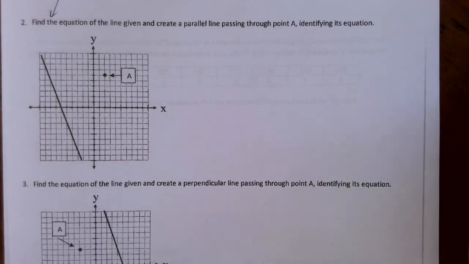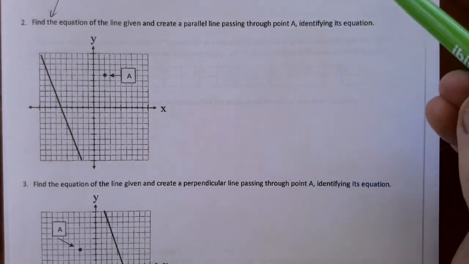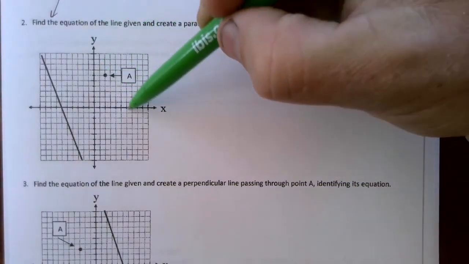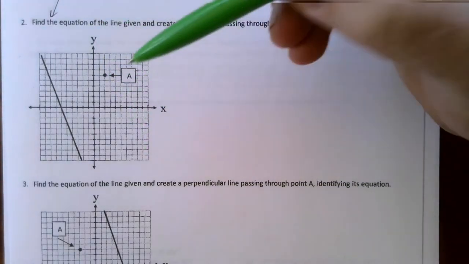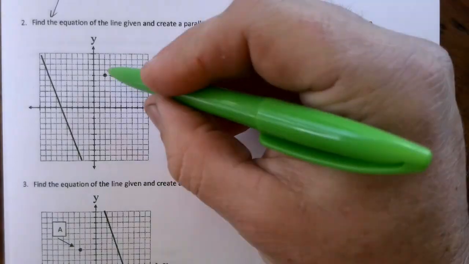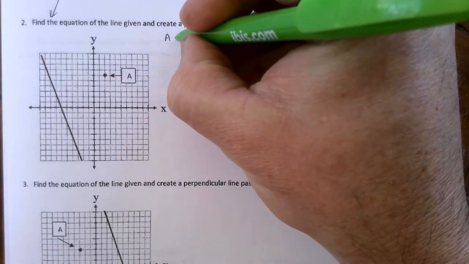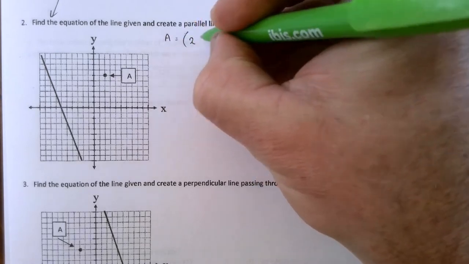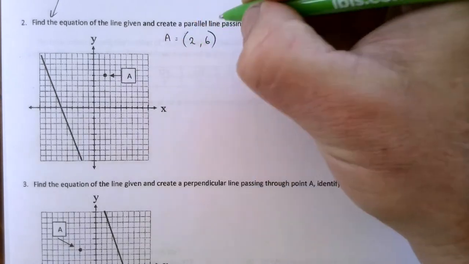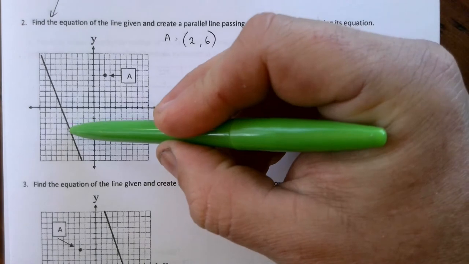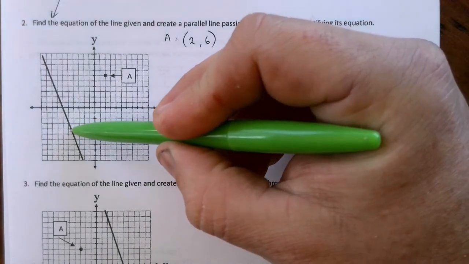Question 2. We need to find an equation for a parallel line that passes through A. Okay, so let's write down what we know. We can work out what this is. Point A has the coordinates 2, 6. And then we need the equation of this line. There's just a small problem with this.